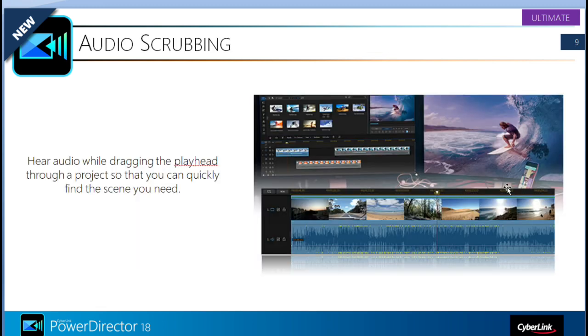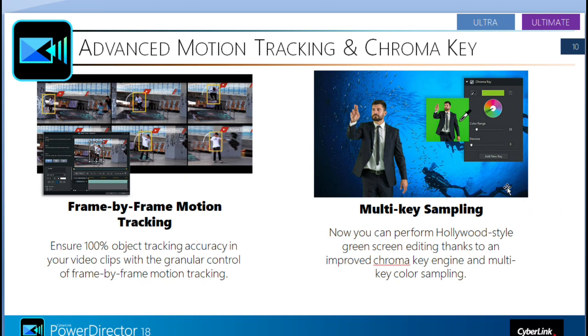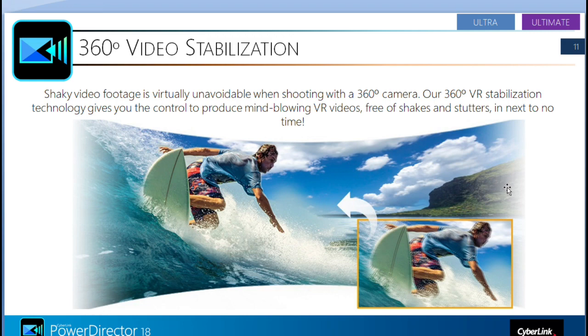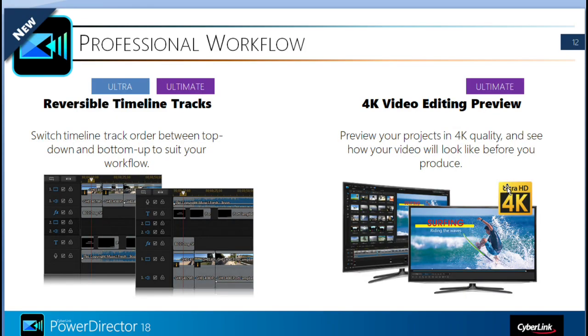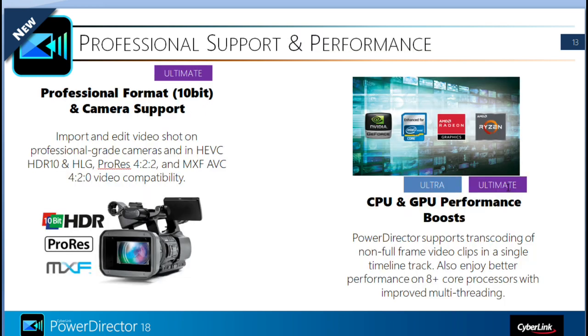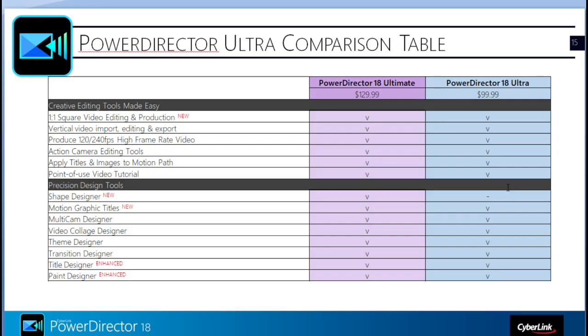You have audio scrubbing. You have advanced motion tracking and chroma key. So you'll have frame by frame motion tracking and even multi-key sampling. All these features you have in this PowerDirector. 360-degree video stabilization and professional workflow, reliable timeline and 4K video editing. Even you can preview it. Professional formats, 10-bit and camera support, CPU and GPU performance boost is available in this professional PowerDirector. Here are some of the differences you can see in PowerDirector Ultra and Ultimate.